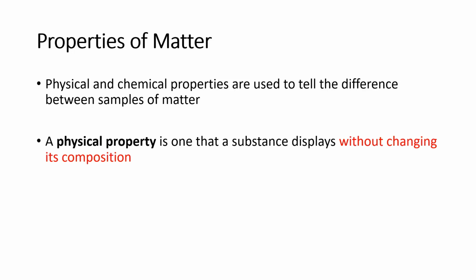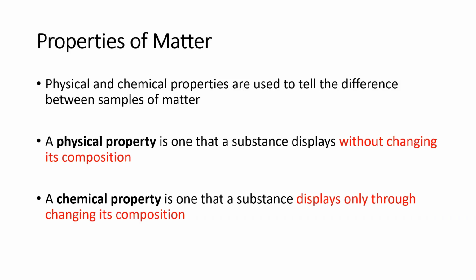So one of the things we need to identify is what is a physical property. A physical property is one that doesn't change the composition of the matter. So for example, the color, the texture. Anything that your five senses can detect is an example of identifying a physical property.